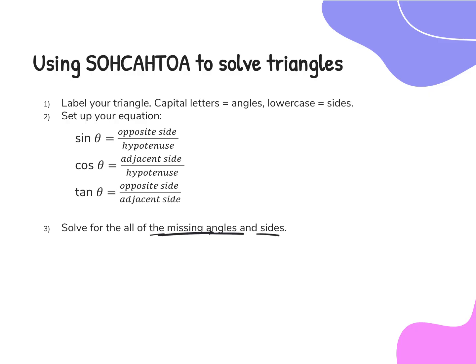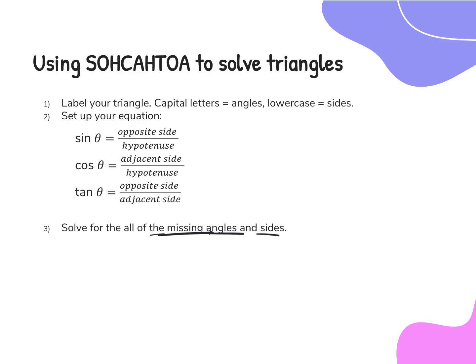If you have two sides, you can use Pythagorean theorem to find the last side. If you have two angles, you can just keep in mind the fact that all of the angles in a triangle add up to 180 degrees. It's not going to be the same method every single time. It's just going to vary based on the information that they give you. Another thing to keep in mind is that the capital letters represent the angles and the lowercase letters represent the sides.